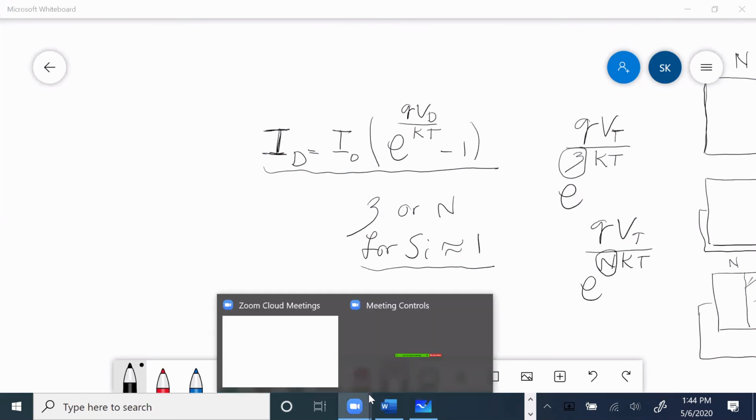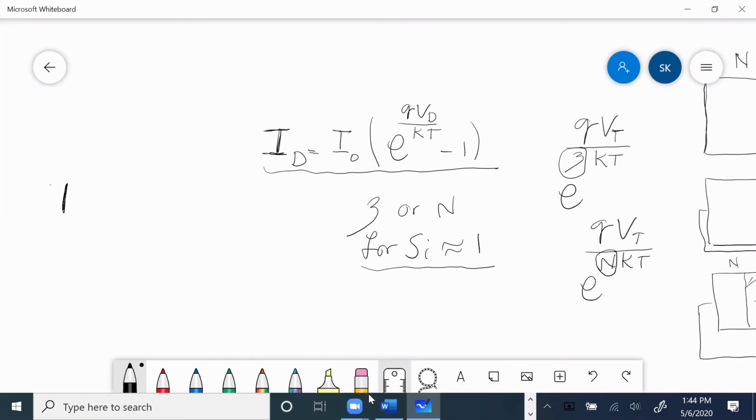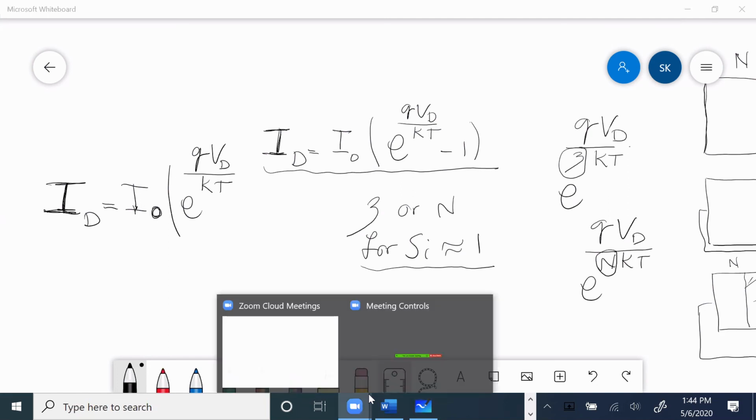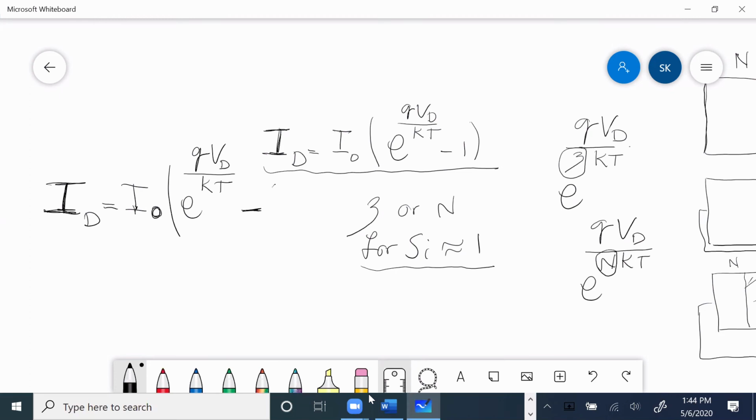So when we say the current through the diode is some constant current, which is called the leakage current or constant current, times exponential Q VD over KT, minus 1. I should have said VD here. Right.